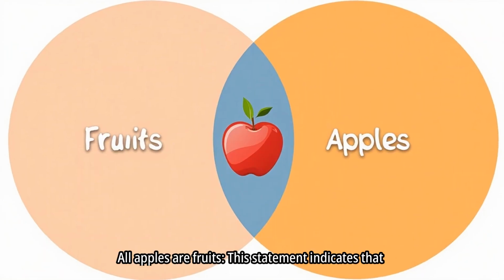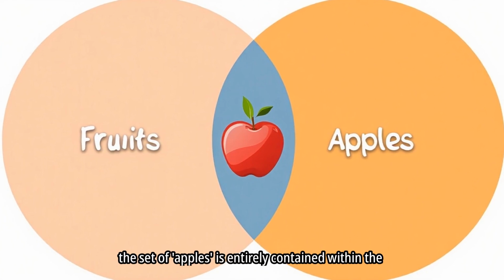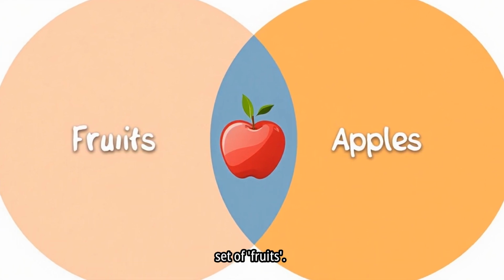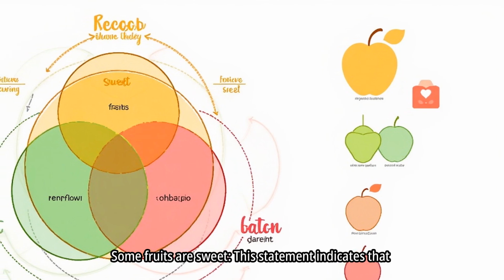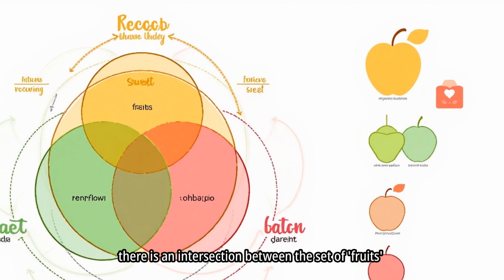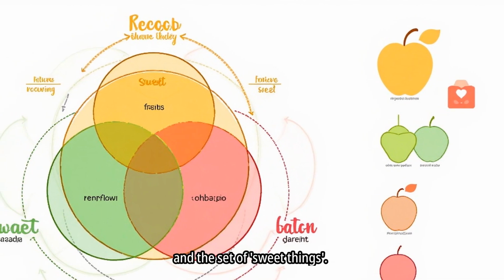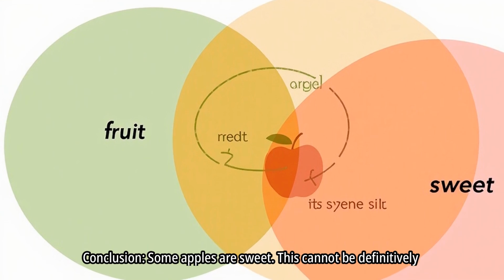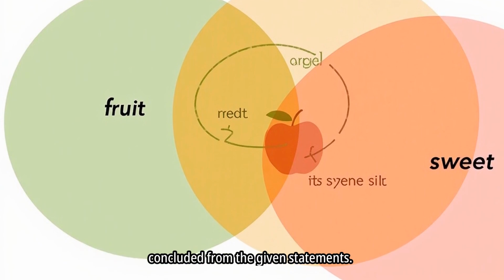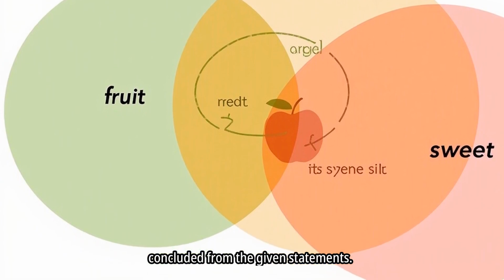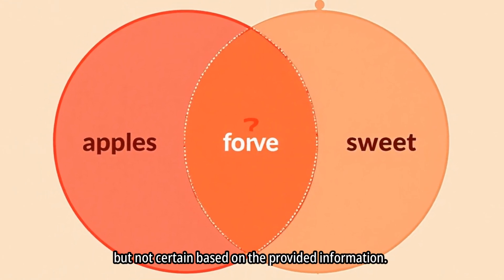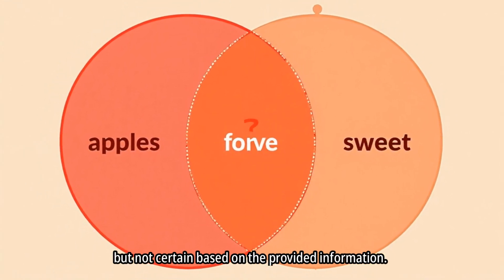All apples are fruits. This statement indicates that the set of apples is entirely contained within the set of fruits. Some fruits are sweet. This statement indicates that there is an intersection between the set of fruits and the set of sweet things. Conclusion, some apples are sweet. This cannot be definitively concluded from the given statements. The relationship between apples and sweetness is possible, but not certain based on the provided information.